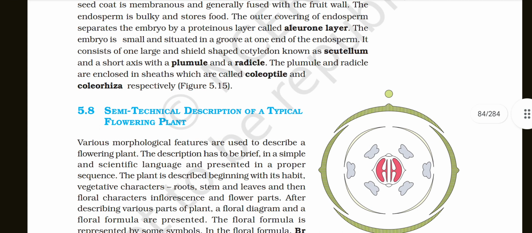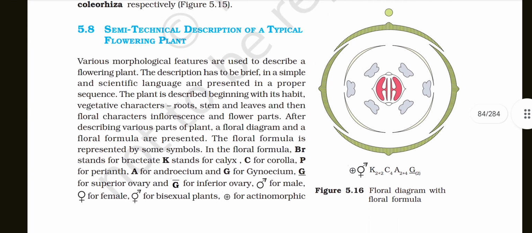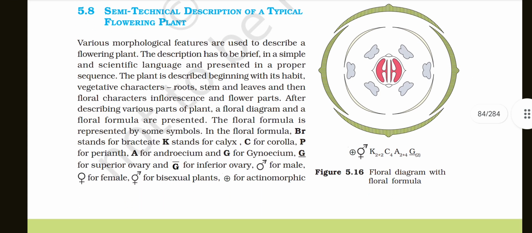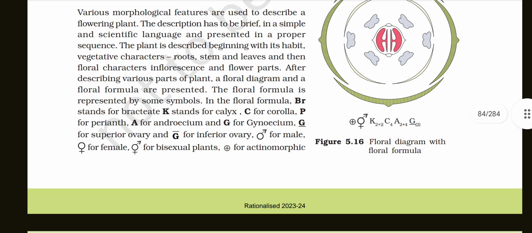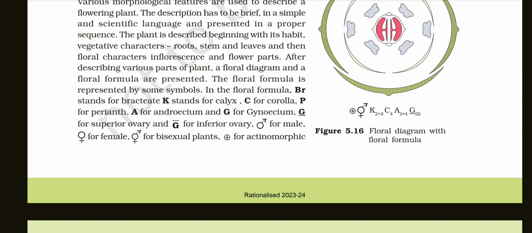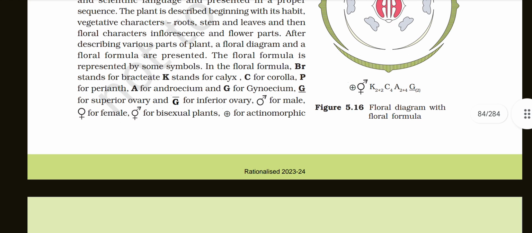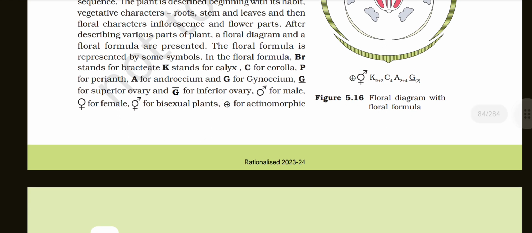Now, a semi-technical description of a typical flowering plant. Various morphological features are used to describe the flowering plant. The description has to be brief, in simple and scientific language, and presented in a proper sequence. The plant is described beginning with its habit, vegetative characters, roots, stems, and leaves, then the floral characters, inflorescence and floral parts. After describing various parts of the plant, a floral diagram and a floral formula are represented.